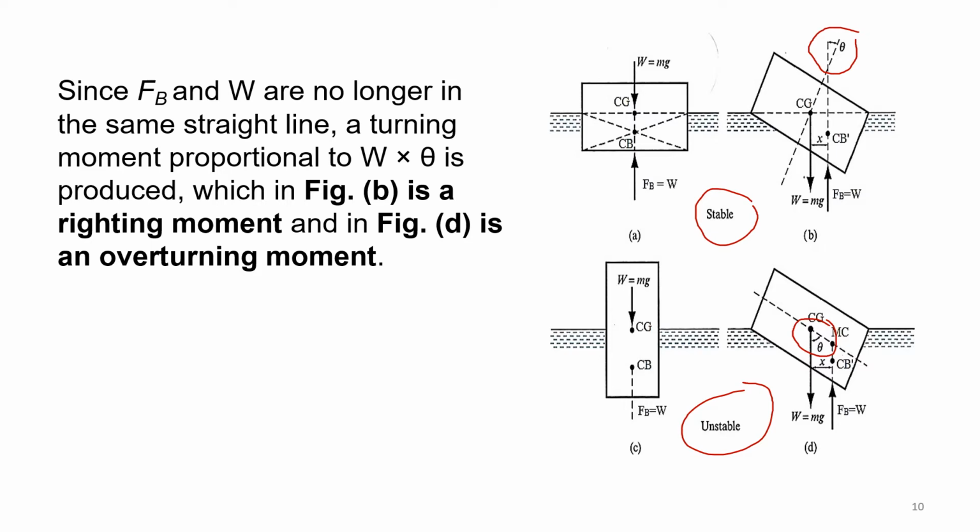which in figure B, so figure B is when the floating body is displaced, we have a righting moment. And for figure D, we call it an overturning moment. Okay, because figure D is unstable, this object can collapse or remain at this position. So we can see the difference. When the object is considered unstable, you can see the height is longer. Okay, when it is maybe a cylinder, it can be unstable and can also be stable.